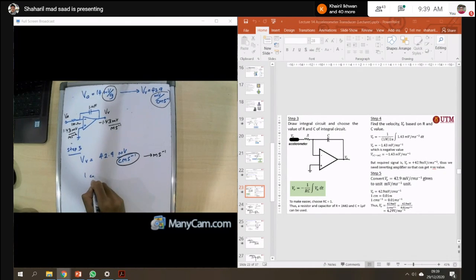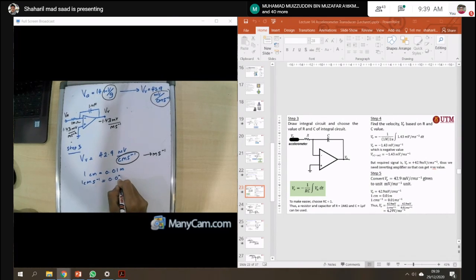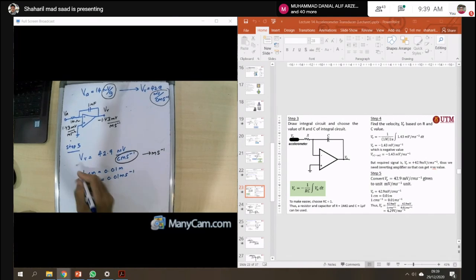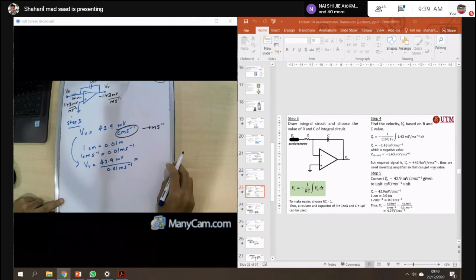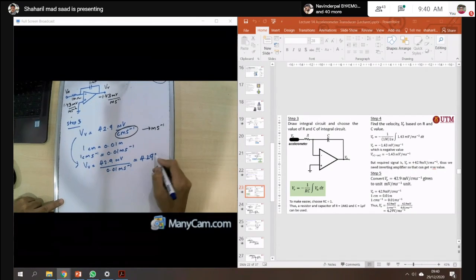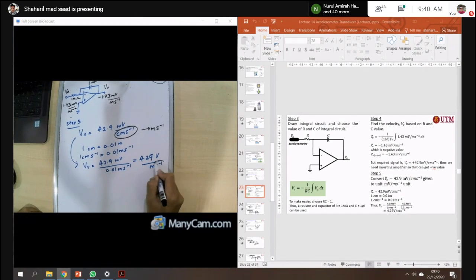You can use this: 1 centimeter equal to 0.01 meter, right? So 1 centimeter, you multiply with meter per second, now you get 0.01 meter per second. So now VV goes to 42.9 millivolt divided by centimeter per second, and centimeter per second equals 0.01 meter per second. Then you get 4.29 volt per meter per second. Okay, so we have achieved this standard value.